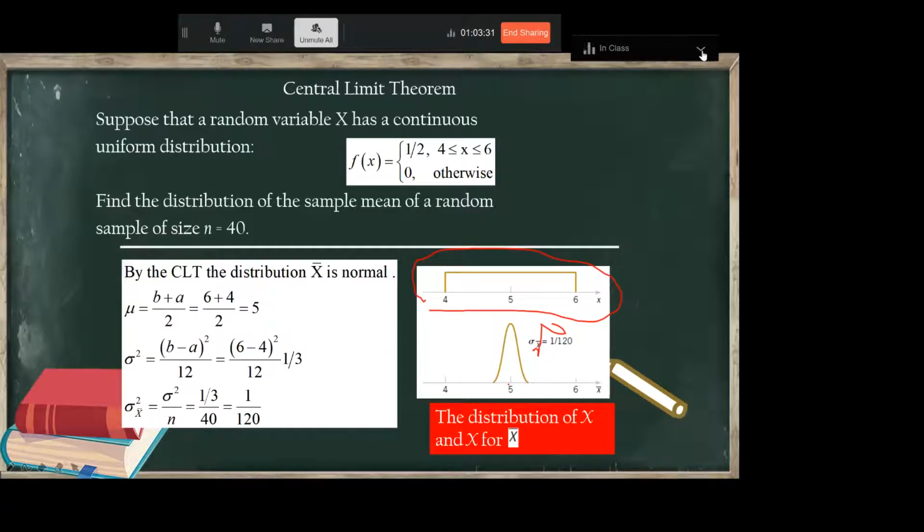So remember, this is going to be included in your midterm exam. This is the last lesson which will be included in your midterm exam. Now we know certain things, especially we know about the central limit theorem.